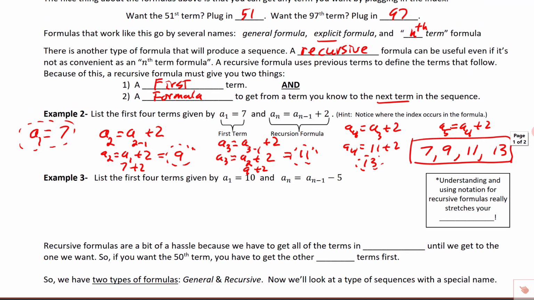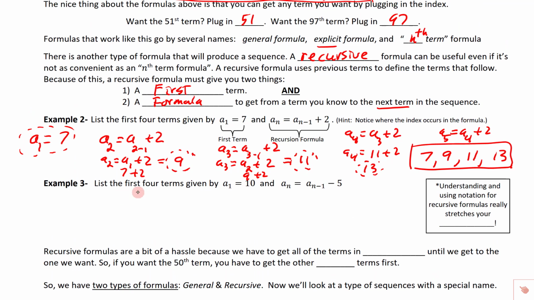So let's do another one here really quickly. It says list the first 4 terms given by a sub 1 equals 10, and then a sub n equals a sub n minus 1. And again, the way to think of this is if we're on the nth one, the n minus 1 is the one right before it. So this is the next one, and this is the previous one. So we'll write previous here, previous one. Okay, so the first one in this case, a sub 1, is 10. So we've got that one taken care of, all done there.